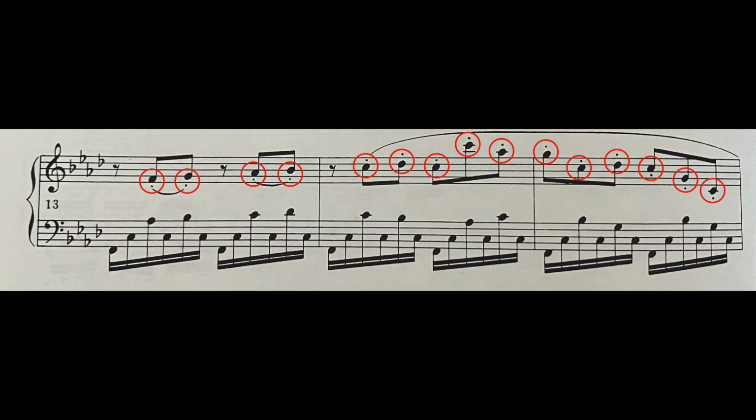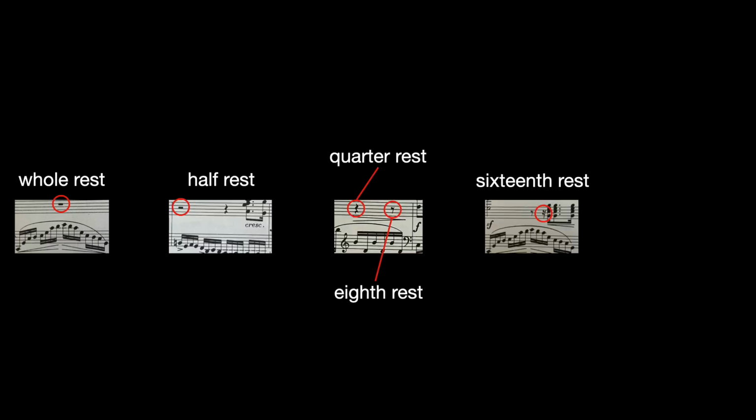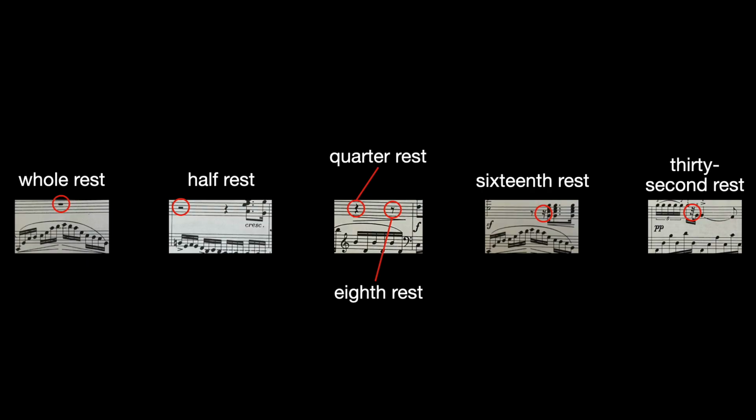Rest notes can be thought of as notes of silence, and are times when nothing is played by that hand. There are different types of rests with different durations. There are whole rests, half rests, quarter rests, eighth rests, 16th rests, and 32nd rests. All of these rests have the same duration as their normal note counterparts, so for example, the quarter rest lasts as long as a quarter note would be played for.